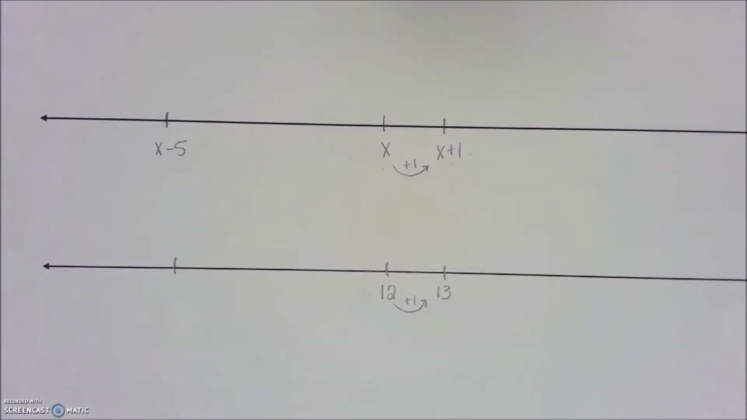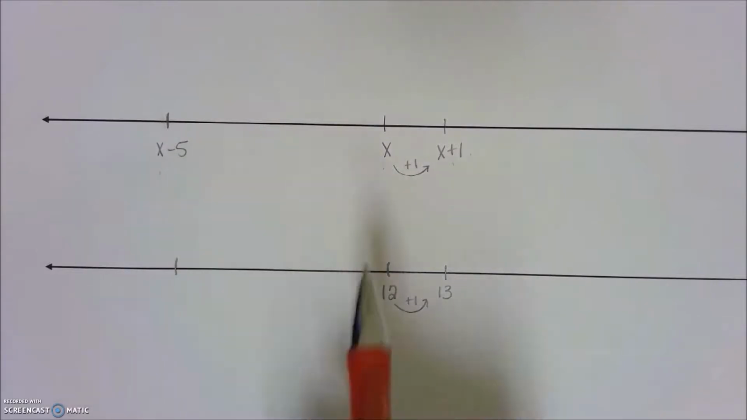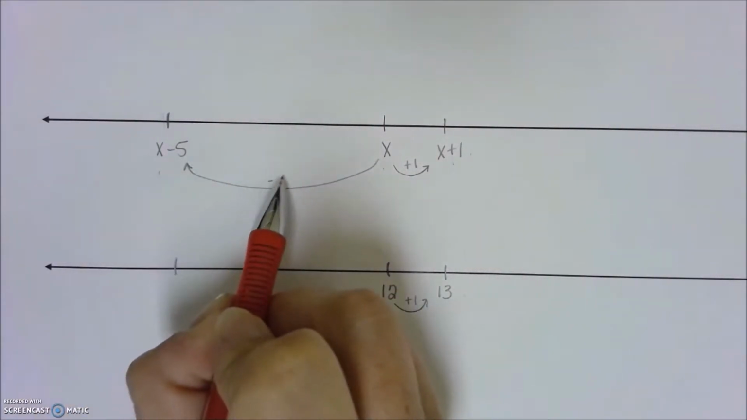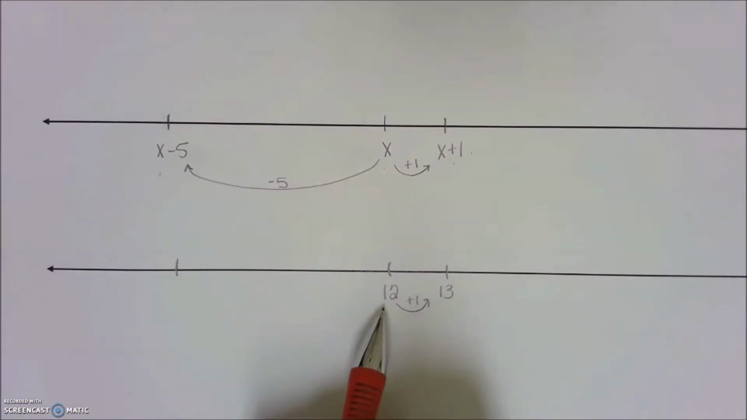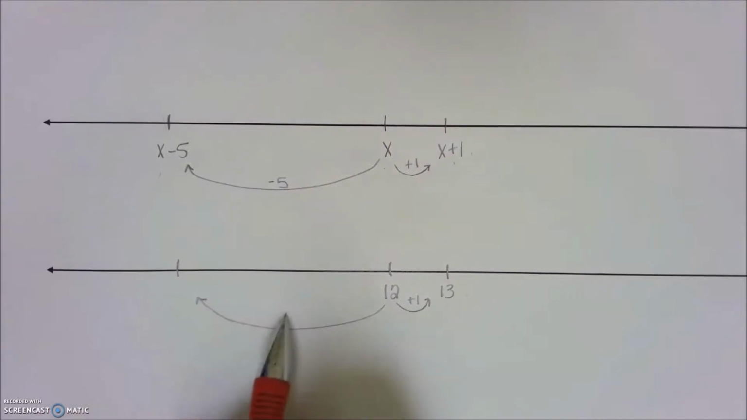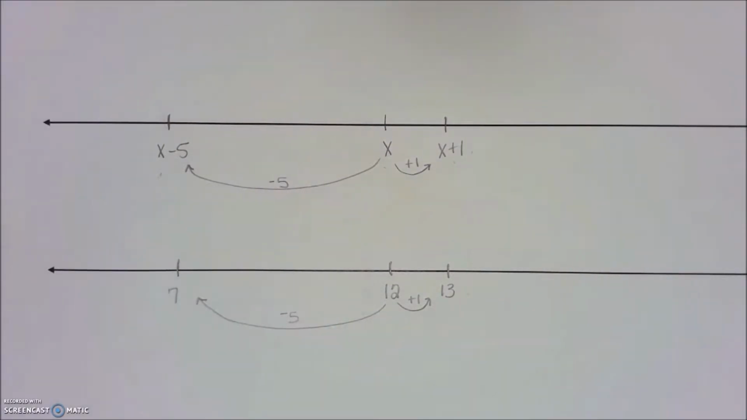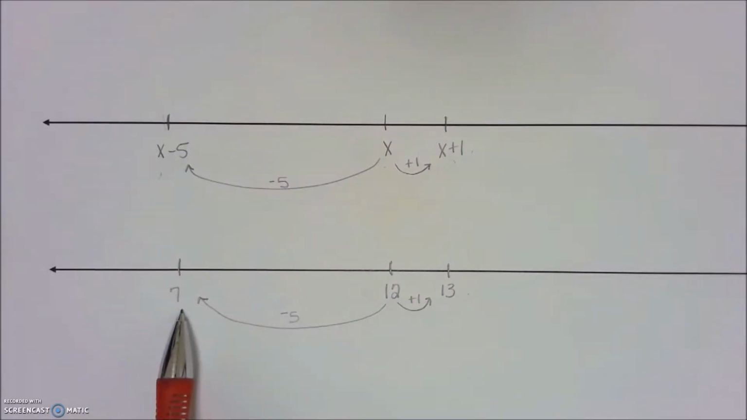Likewise, if we go over here to the number line, we have x minus 5. We've gotten that from subtracting 5 from x, so we must subtract 5 from 12 to find the equivalent number. So 12 minus 5 is 7. x minus 5 is equivalent to 7.